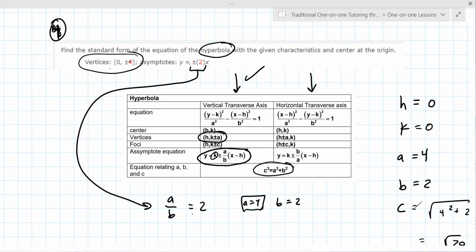You go with the one that gives you the most information. It happened to be vertices, because if you started out with A over B equals 2, that doesn't really help you because it's one equation with 2 unknowns. But the vertices let us get right down to A.